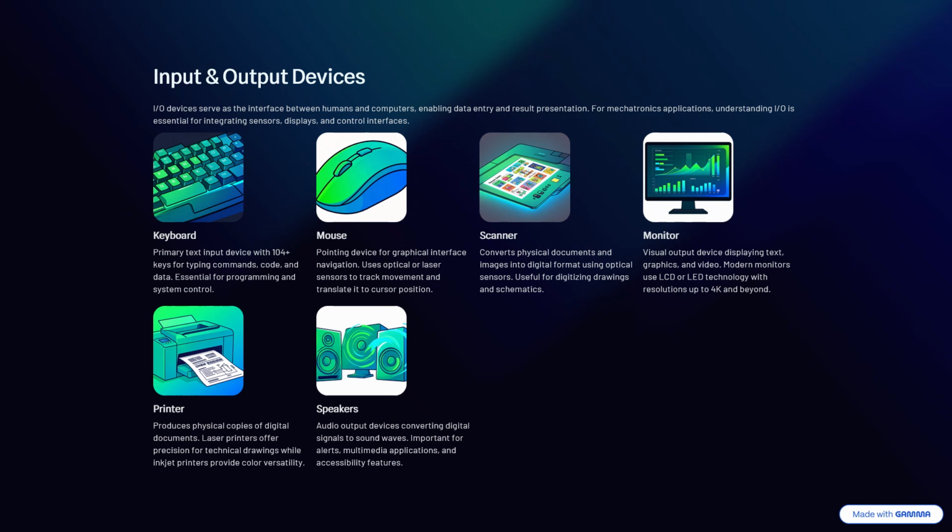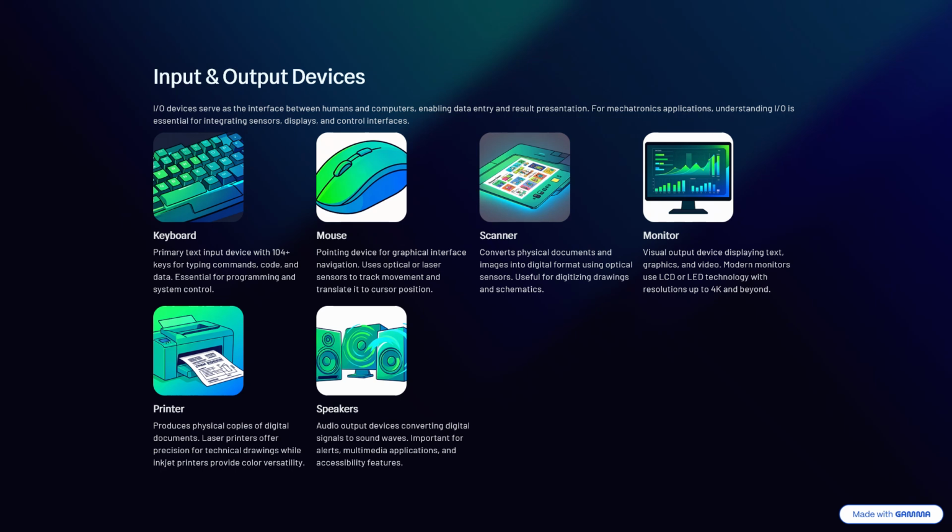So in this slide, we will talk about the input and output devices. Devices act as an interface between humans and computers, allowing data entry and result presentation. So first, we will talk about the keyboard. This is the primary text input device, featuring over 104 keys for typing and giving commands, code, and data. It is essential for programming and system controls.